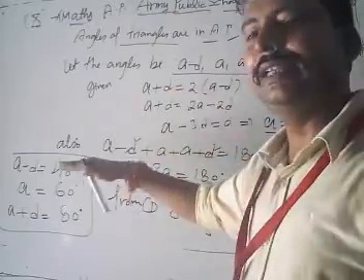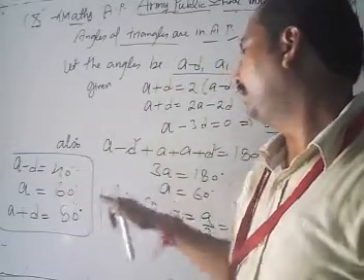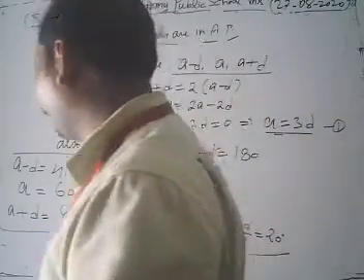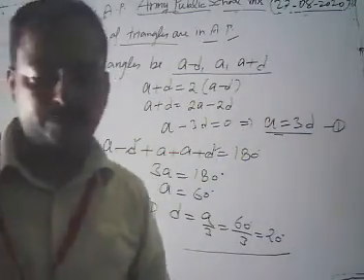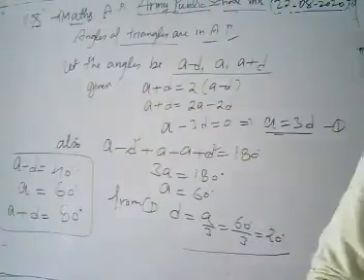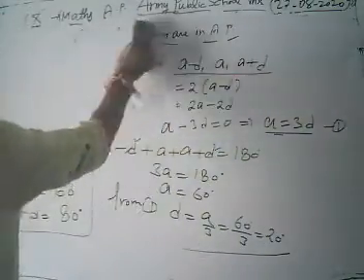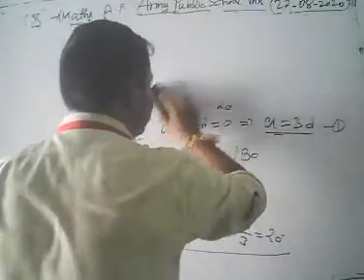Our first angle is A minus D, 60 minus 20, 40. A is 60. A plus D, 60 plus 20, 80 degrees. Therefore our angles are 40, 60 and 80. And you can also verify that these angles are in AP because the common difference between them is 20 degrees.